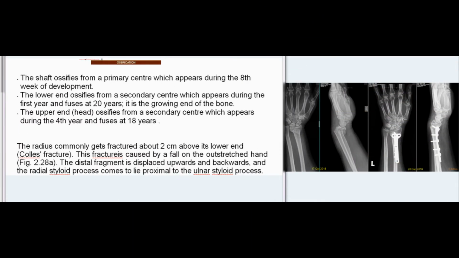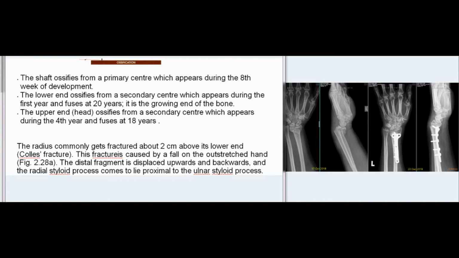The shaft ossifies from a primary center which appears during the 8th week of development. The lower end ossifies from a secondary center which appears during the 1st year and fuses at 20 years, it is the growing end of the bone. The upper end, head, ossifies from a secondary center which appears during the 4th year and fuses at 18 years. The radius commonly gets fractured about 2 cm above its lower end, Colles fracture. This fracture is caused by a fall on the outstretched hand, Fig 2.28a.